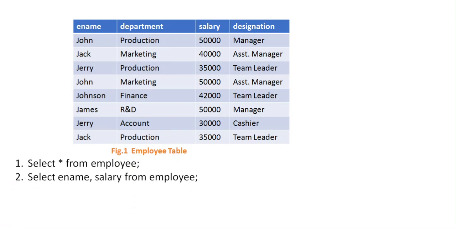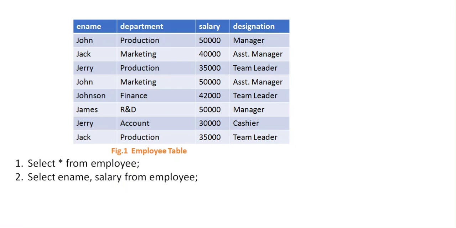Now suppose I want to display employee name and salary from the table. Then I can simply write select e name, salary from employee. Then it will give me the values for these two attributes, employee name and salary. Whenever you want to display any attribute or column from the table, note that e name, department, salary and designation are all attributes of the table.